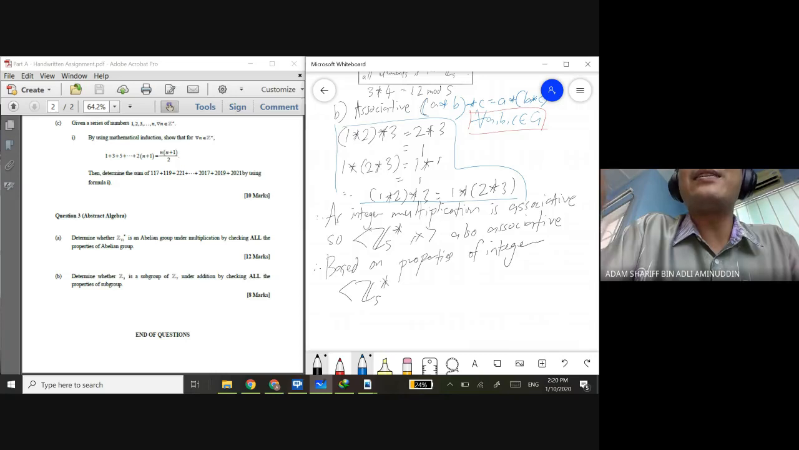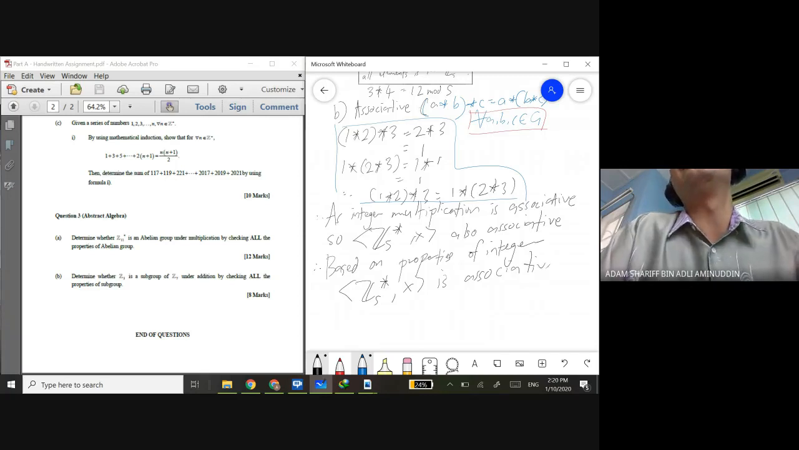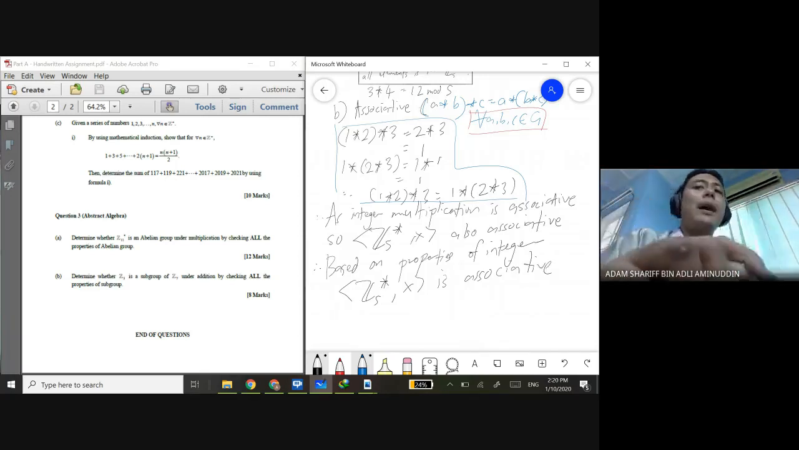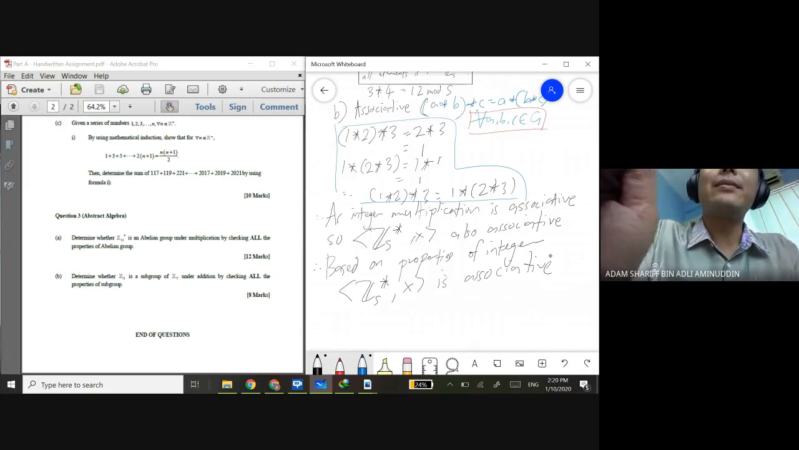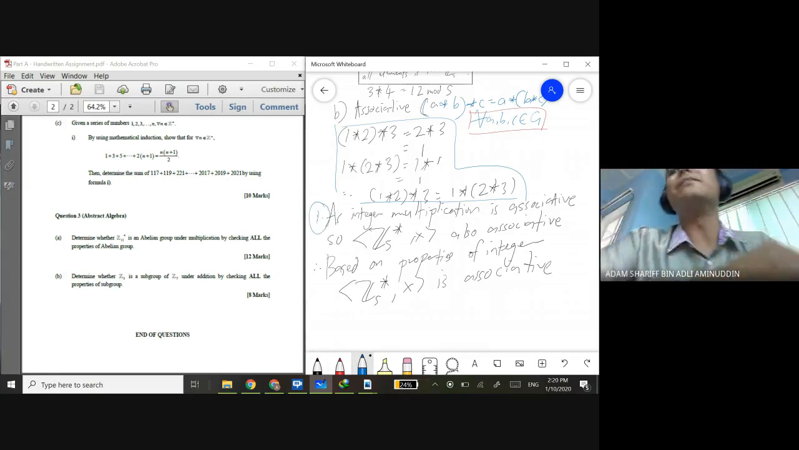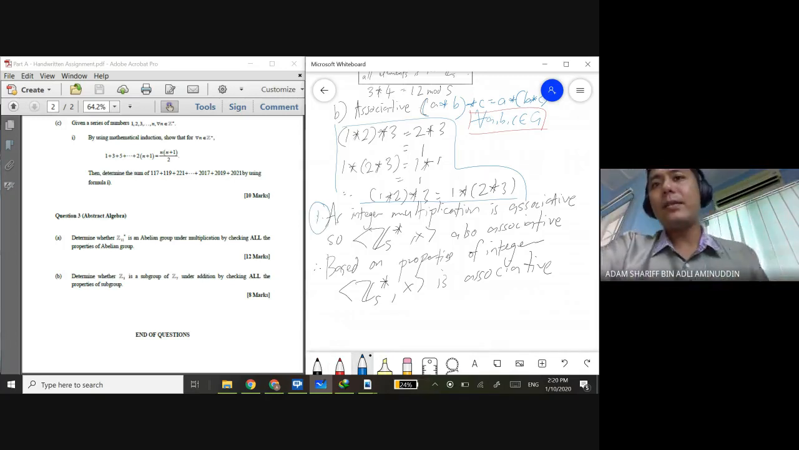Z5 star under multiplication is associative. Pun kami terima lah. But I really like the first one. The first one. It's so obvious. Integer multiplication is associative. Maka Z5 star pun associative.